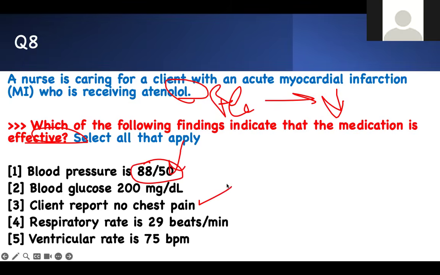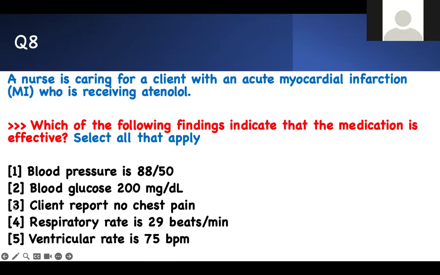Patient has a heart attack. Respiratory rate of 29, it means you're having a problem. That's not effective. Ventricular rate of 75 means it has dropped your heart rate. So that's good. So which one indicates effectiveness? 3 and 5. Once again, if you know, stop the video, answer it, then you can listen to me. That's how you benefit from it.